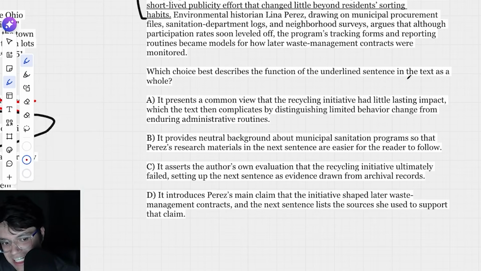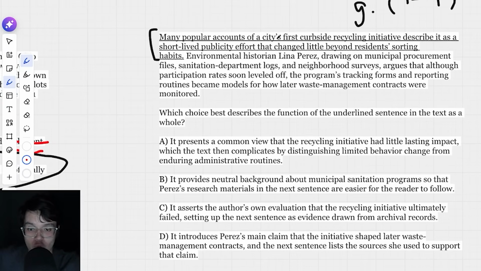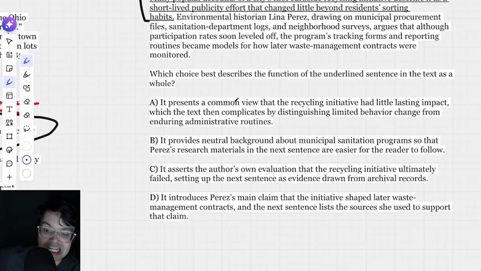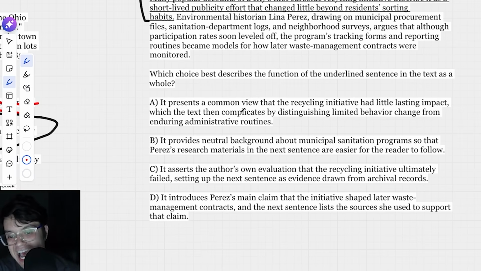So the function of the underlined sentence in the text as a whole, I would guess that the function is basically presenting what most people think about this initiative. Most people thought that it had this overall idea, and then they're going to talk a little bit later about how it's changed. So it presents a common view that the recycling initiative had little lasting impact, which the text then complicates by distinguishing limited behavior change from enduring administrative routines. So that seems exactly right. It says it's a common view that had lasting impact, which the text then complicates.